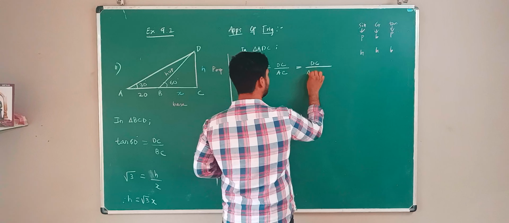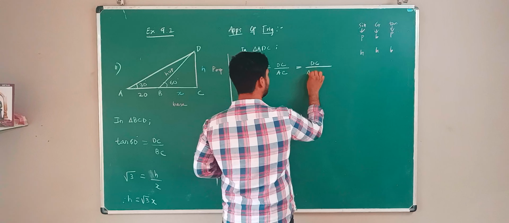20 is equal to 3x minus x. Yes, sorry, I wrote 2x. 3x minus x, 1x is going there. So 3x minus x, 2x. 2x is equal to 20. X is equal to 20 by 2.